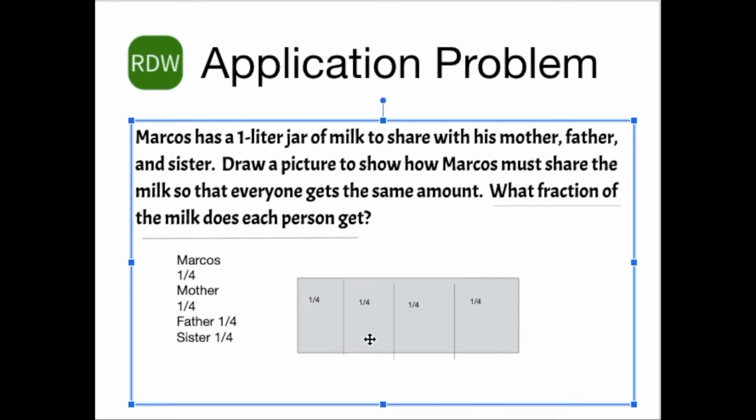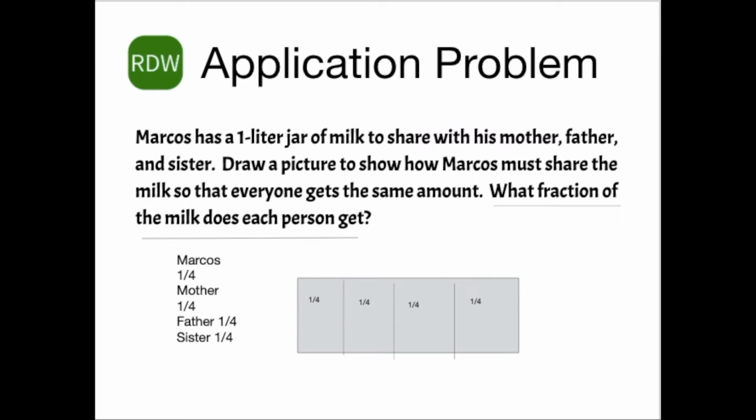If you still have some questions about this application problem, feel free to message me on Dojo or on email. I'd be happy to answer or clear up any confusion. We're going to move on.